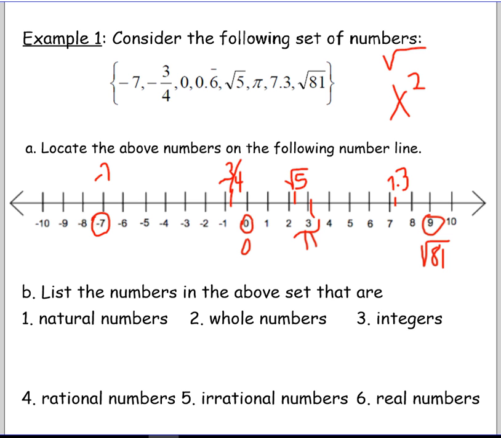So looking at the set of numbers, let's identify first the natural numbers. Remember, the natural numbers are the counting numbers, 1, 2, 3, and so on. We don't see that in our set until we remember that the square root of 81 is 9. And 9 is a counting number, and so we will use the square root of 81 as our natural number in the set. The whole numbers, remember, adds 0 to the list of natural numbers. And so we do have a 0 in our set. So 0 and the square root of 81 are our two whole numbers.